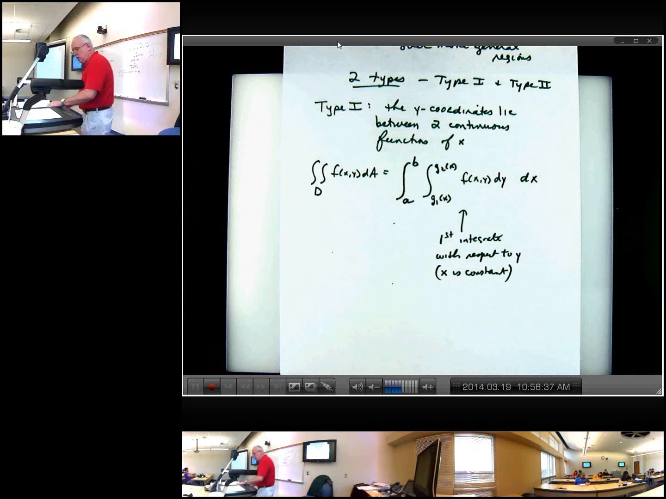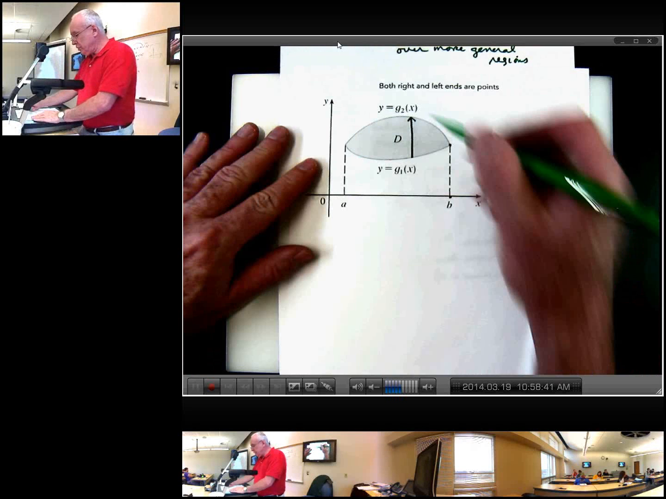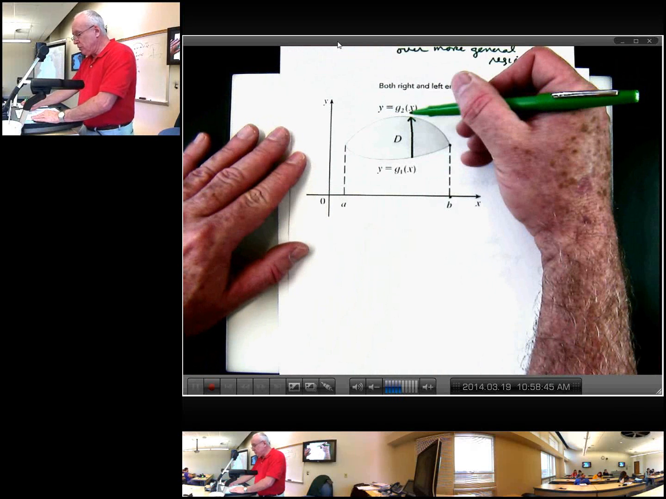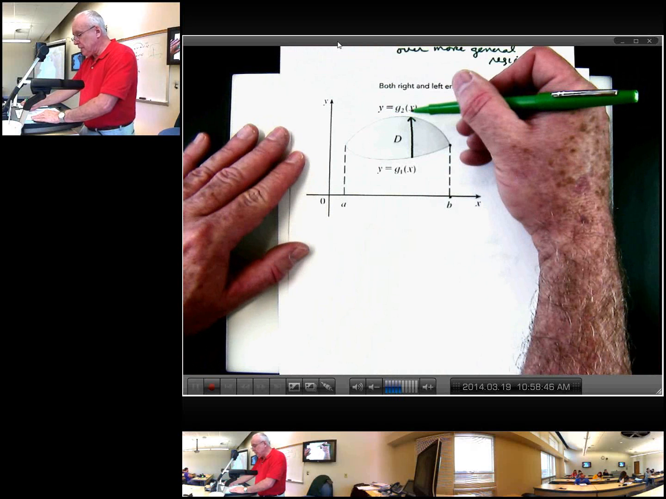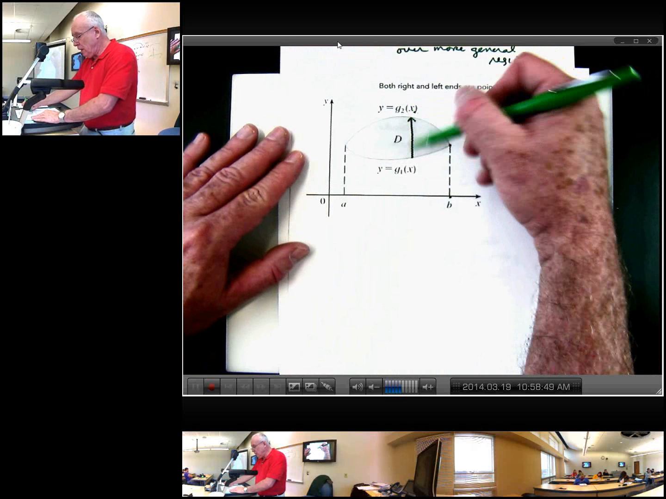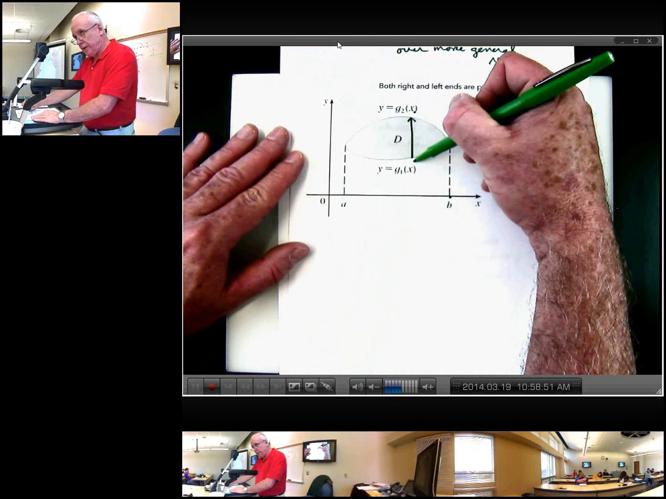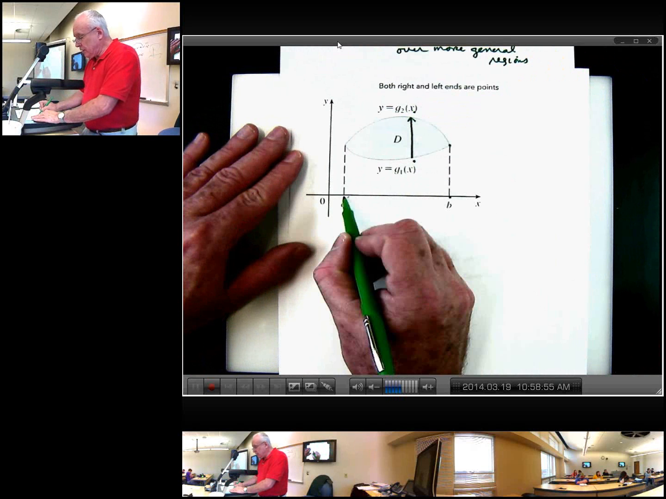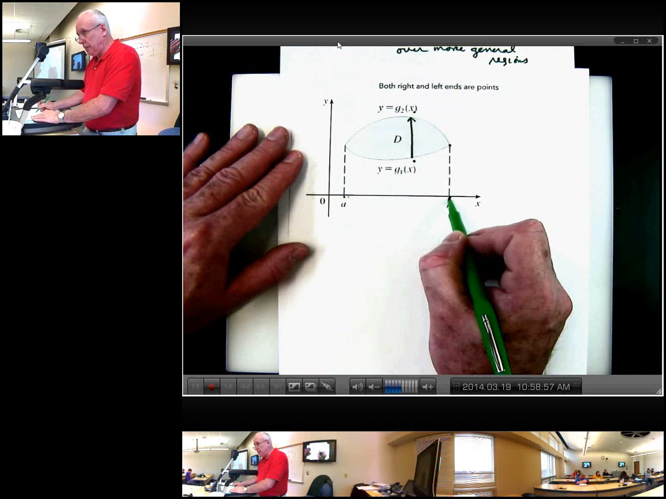Okay? So if we see this diagram, say here, we're going to be integrating first with respect to y. Our limits for y are going to be, the top one's going to be g2, the bottom one's g1 of x. And then our outer integral is then going to be x goes from A to B.